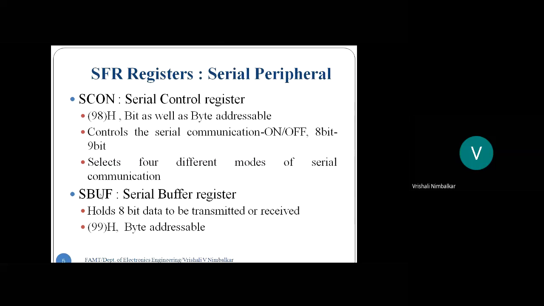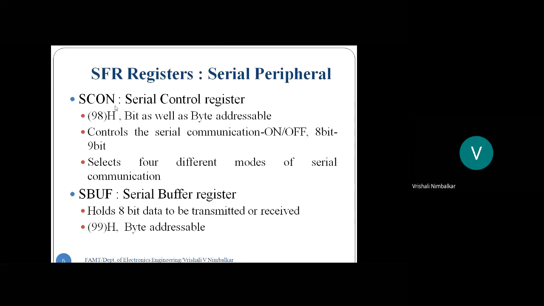Buffer is meant for storing. So whatever 8-bit data we are going to transmit or whatever 8-bit data we are going to receive is going to be stored in the SBUF register. So SBUF is for data storage purpose, and SCON is for controlling the entire serial communication. Let us see what that is.